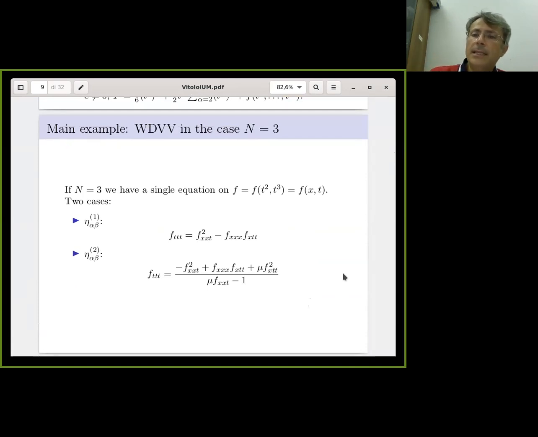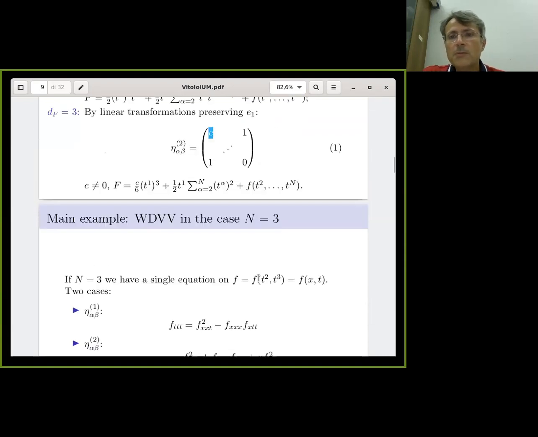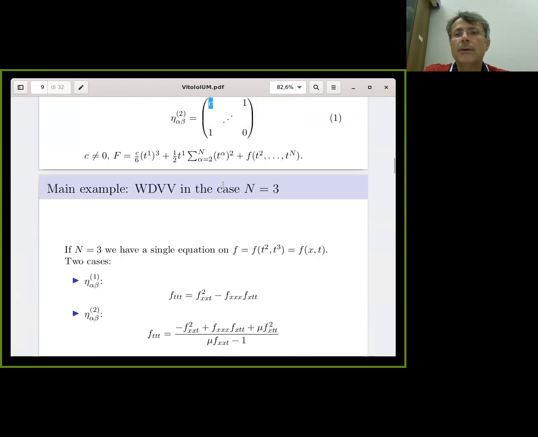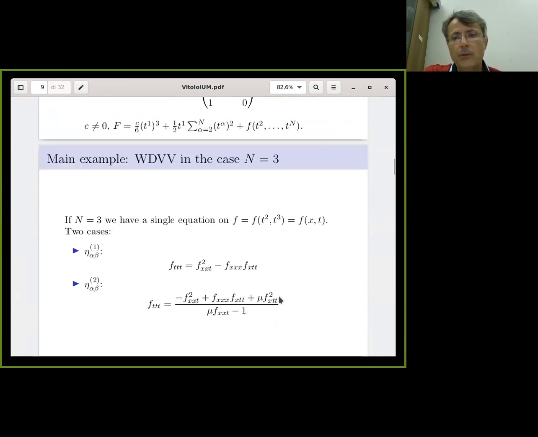So we can consider the WDVV in the case n equals 3, and we have two equations because we have two normal forms of eta. So we have the first equation, which was widely studied, and a second equation, which was not so widely studied, I would say. Sorry, here there is not a misprint exactly, but this mu corresponds to this constant c here. Sorry, this is my fault. This should be read mu instead of c. Mu is here. So you have indeed a family of equations with one parameter.